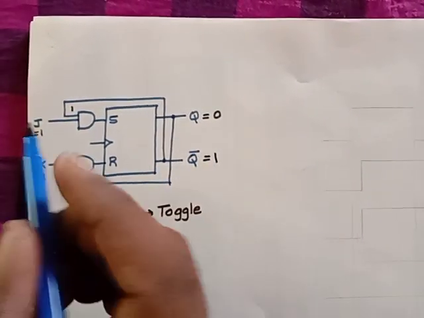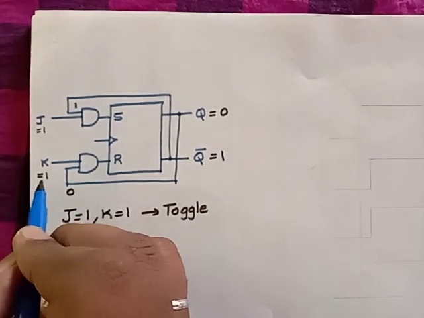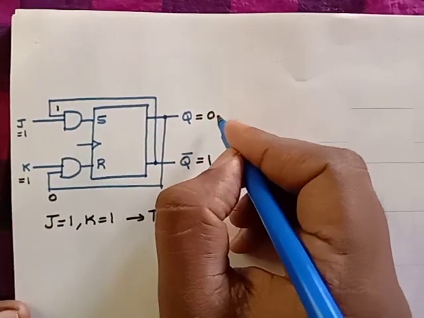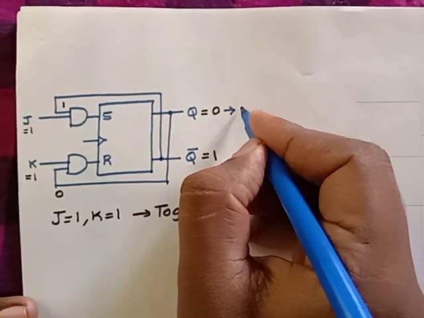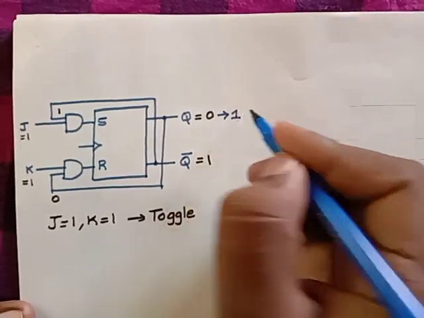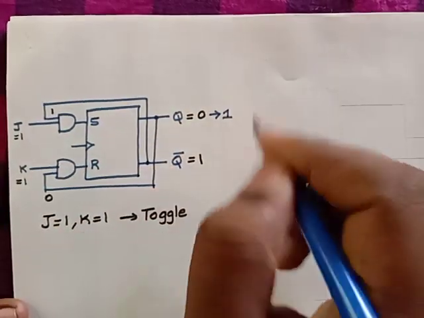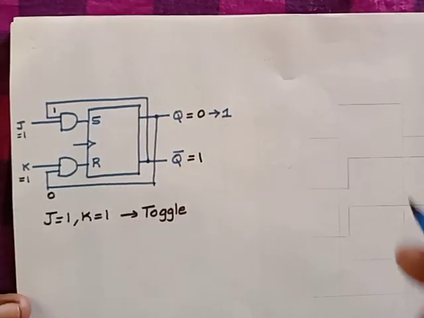Now the simple operation is when I give J equal to 1 and K equal to 1, the present state will be complemented. That means 0 will be transferred or complemented to 1, right? Now we will represent the same condition or the same feature using your waveform.